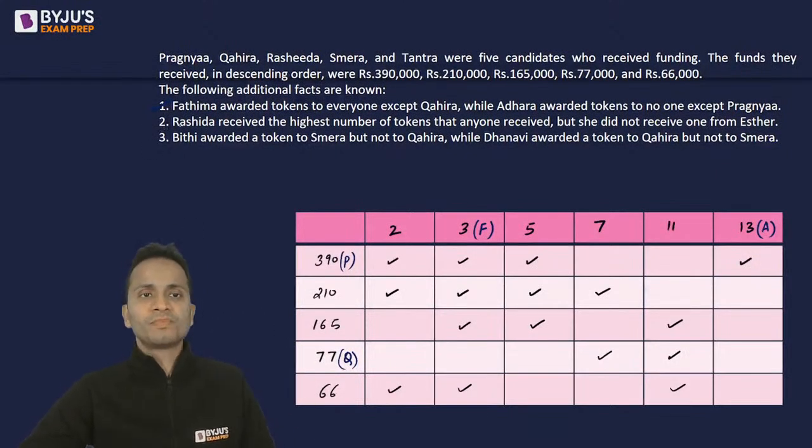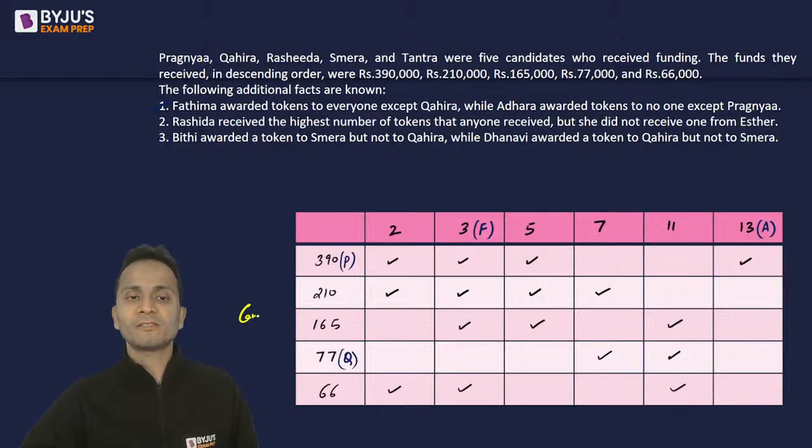Point number 2. Rashida received the highest number of tokens that anyone received. Now the first person received 4 tokens. Second received 4 tokens. Third received 3 tokens. Look at the candidates, not the interviewers. So let me clarify. These are the 5 candidates and these are the interviewers.